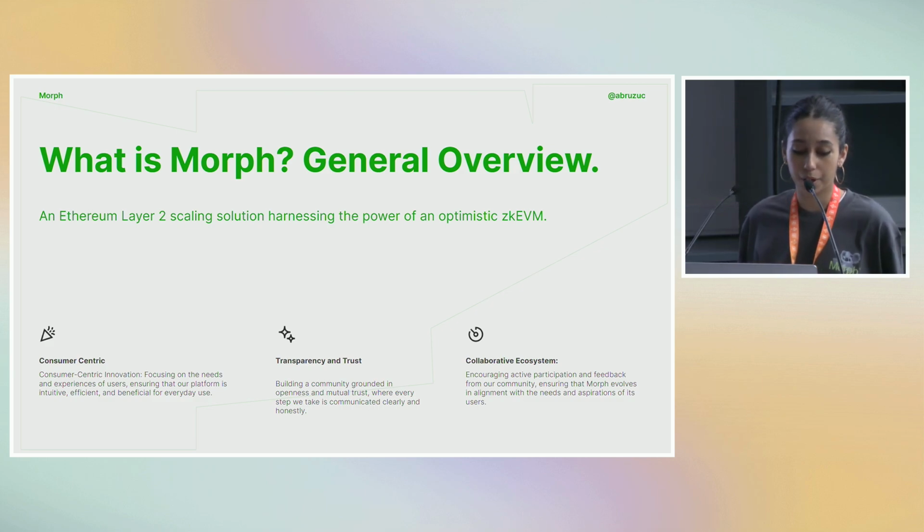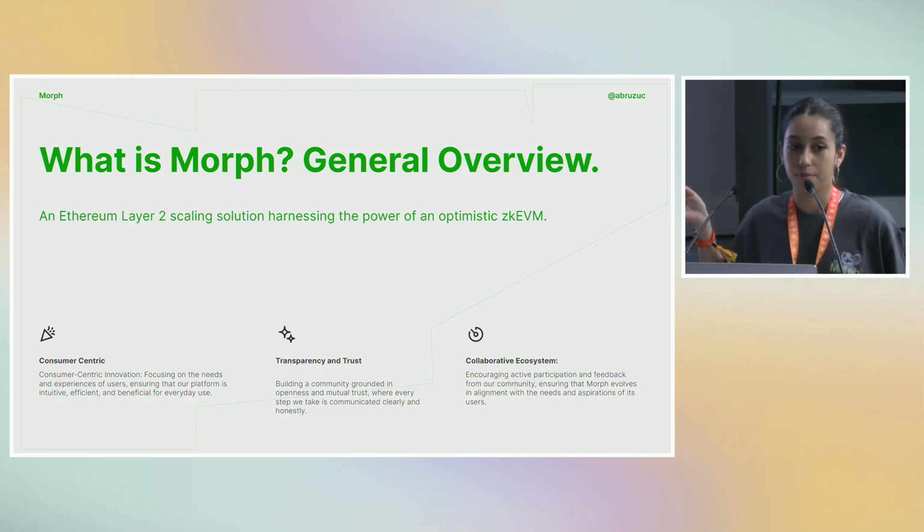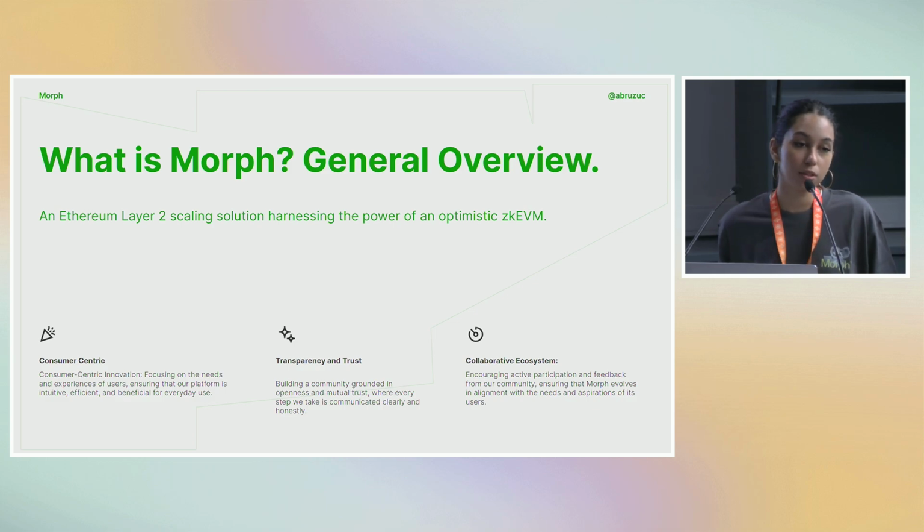So first of all, we are an Ethereum L2 that basically combines optimistic and ZKVM, and a lot of people ask how that can happen and why we are approaching it that way. We're also a consumer-centric blockchain. We know that there are a lot of infra projects, but not really consumer applications. So we really want to focus on bringing more consumer apps on-chain. That's why we are focusing on consumer applications.